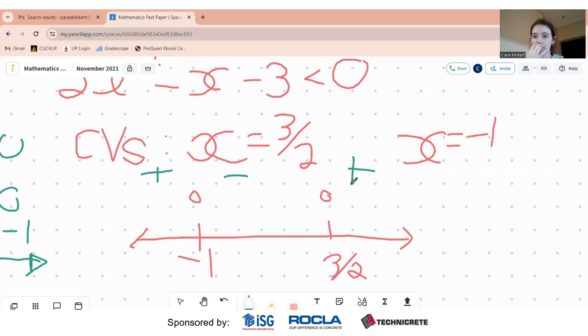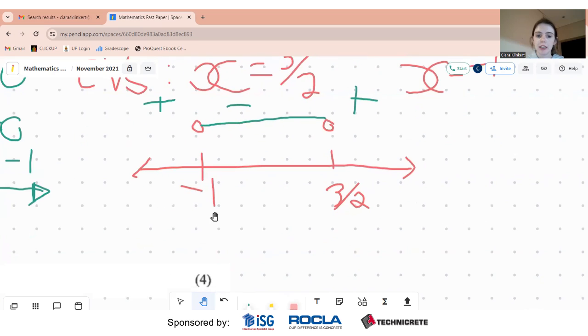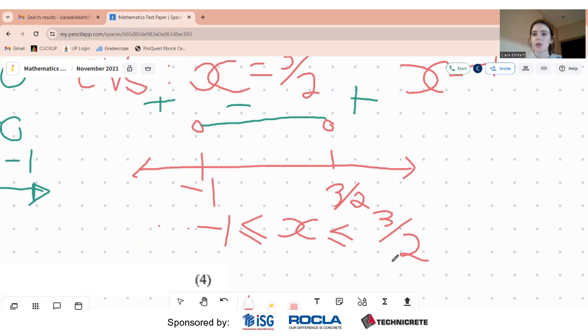And then I go back and look at my question. It's less than 0. So that's negative. So my x is in this negative sandwich section, which means it's sandwiched or in between these two values. And whenever I have the sandwich or in between case, I always go minus 1 less than x less than 3 over 2. There we go.